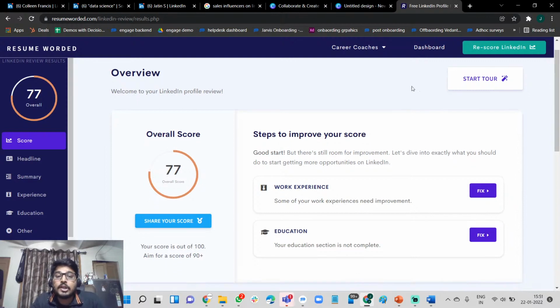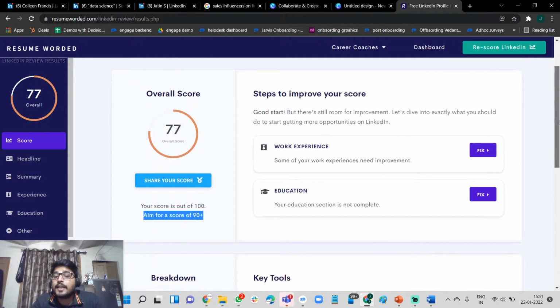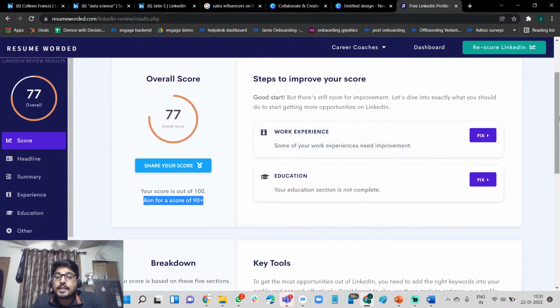So if you see, Colin Francis has a very good score of around 77 out of 100. We always have to aim for 90 plus, but that's something we can understand, what exactly is going wrong. Work experience, let's understand how exactly we can fix it.